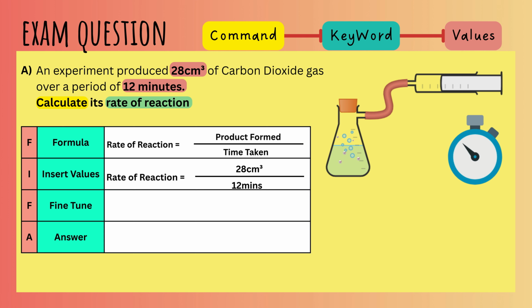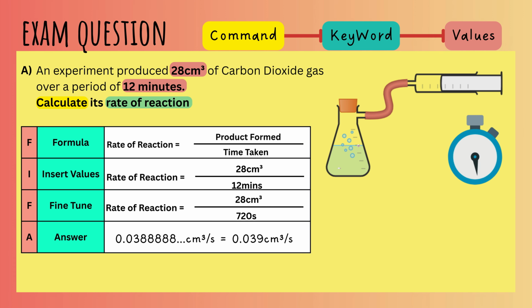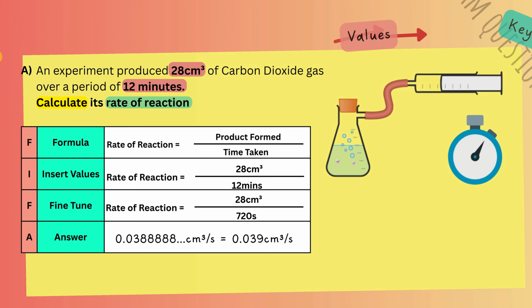12 minutes is not really a suitable unit to use, so we have to convert that to seconds. So in fine tune, we do just that. 28 centimeters cubed divided by 720 seconds. Now on to answer. We should come out with 0.0388 recurring centimeters cubed per second. So we round that up to two significant figures, which is 0.039 centimeters cubed per second. And that answers our question. That should be a full 3 or 4 marks.